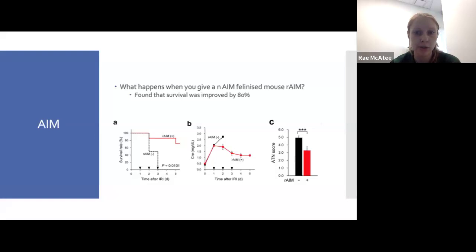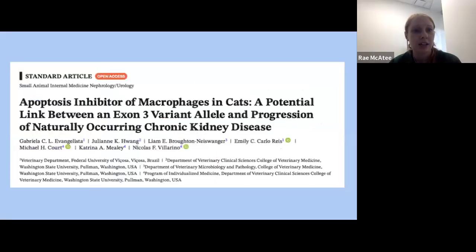So a little bit of a detour from what we'll talk about with this paper, but interesting to know a little bit more of the background. So again, specifically in this 2025 paper, the question being, if cats have the wild type versus the variant allele, does that alter the function of the AIM, and do we see that as progression in their kidney function?